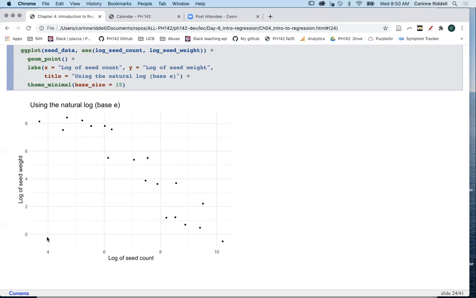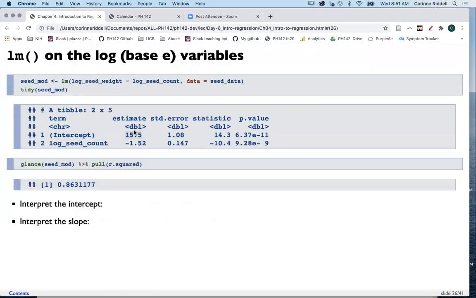Just imagine that this x-axis kept going to 0. 0 would be off the edge of my computer screen, way over there. Then you'd extend this line upwards and to the left, and you would cross the y-axis at 15. So that's what this intercept is telling you: if the log of seed count was 0, then the log of seed weight would be 15, which, because we're living in this land of logs now, is, at least to me, very uninterpretable.